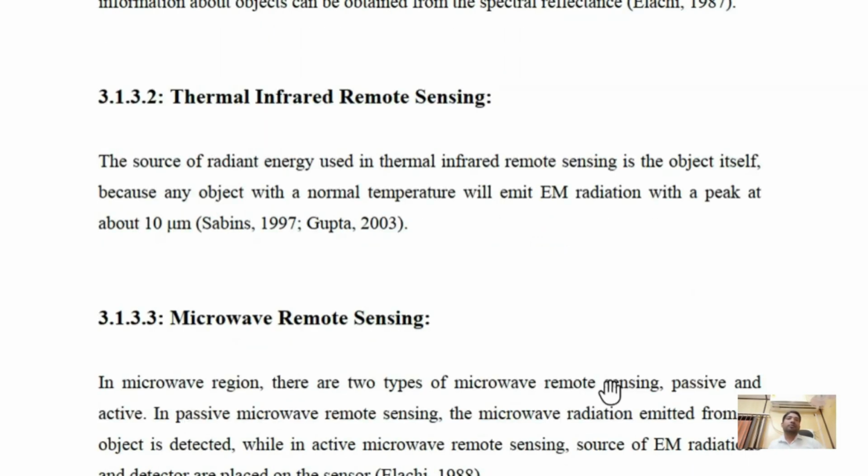Thermal infrared remote sensing. The source of radiant energy used in thermal infrared remote sensing is the object itself, because any object with a normal temperature will emit EM radiation with a peak at about 10 micrometers.